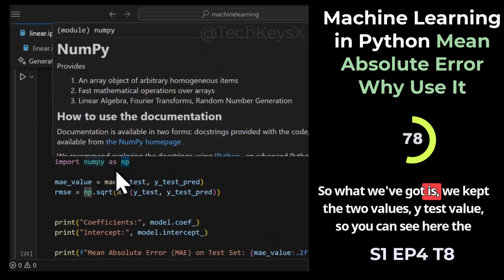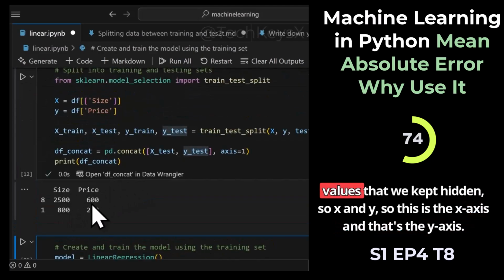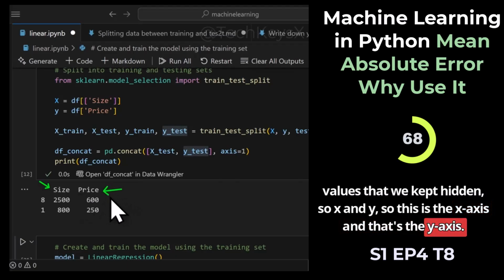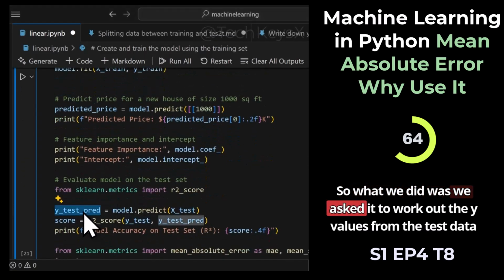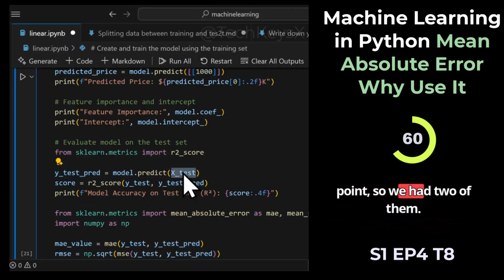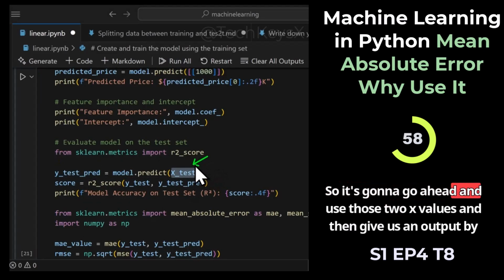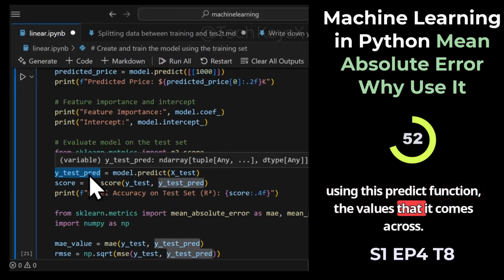So what we did was keep the two y test values. You can see here the values that we kept hidden: x and y. This is the x-axis and that's the y-axis. y is what we are trying to predict. So we asked it to work out the y values from the test data points. We had two of them, so it's going to use those two x values and give us an output using this predict function.